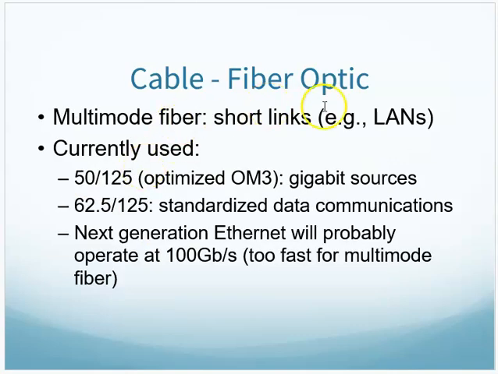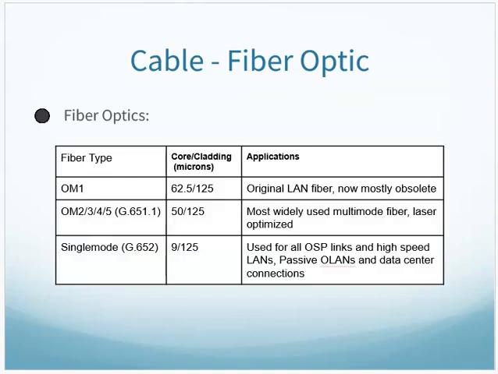Again, multi-mode short links, 50/125, 62.5/125. And then here, I think, is the chart they have in the book showing you the different types of fiber and what they're used for.